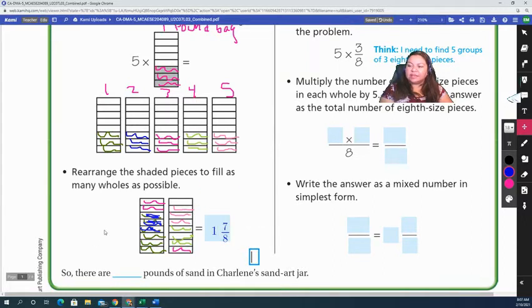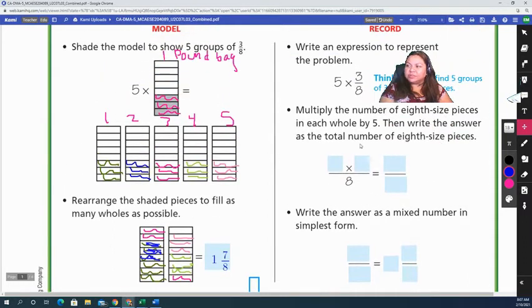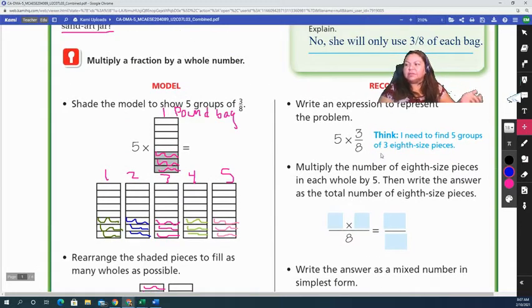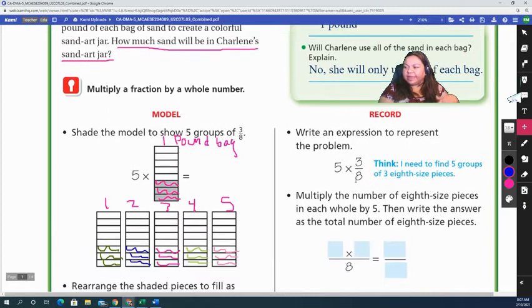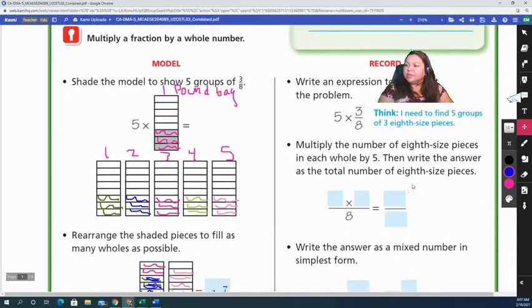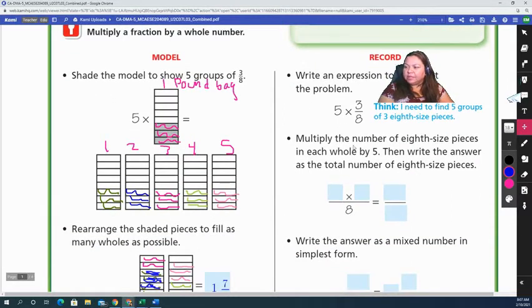Okay, we just did this as a model. Now we're going to see how we do this without the model. Here we have, for example, it says write the expression to represent the problem. So we have 5 times 3/8, and we're multiplying because each bag we only took 3/8, and we have 5 bags. So I need to find 5 groups of 3/8 pieces. Then we will multiply the number of 8 size pieces in each hole by 5. Then write the answer as the total number of 8 size pieces.